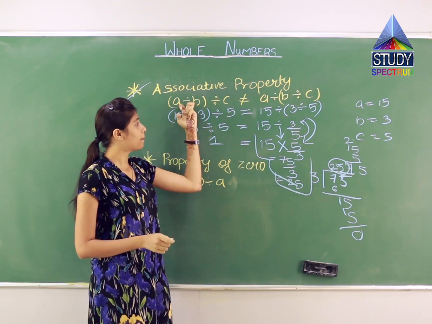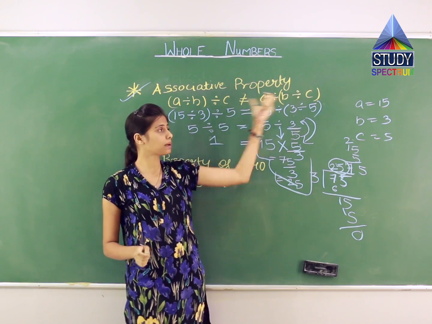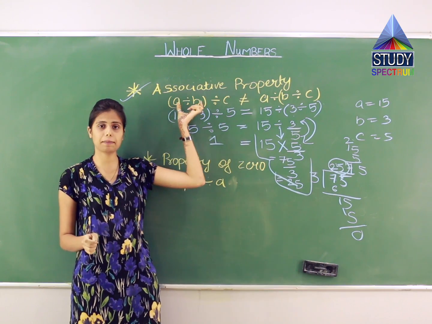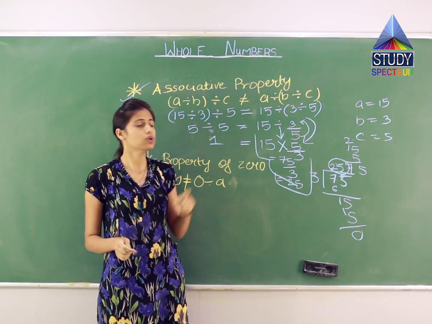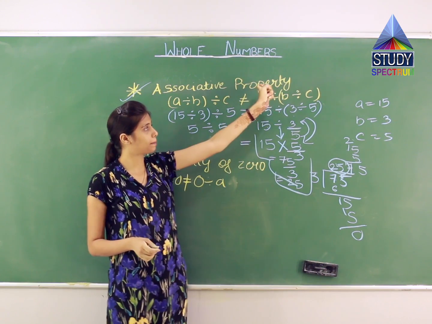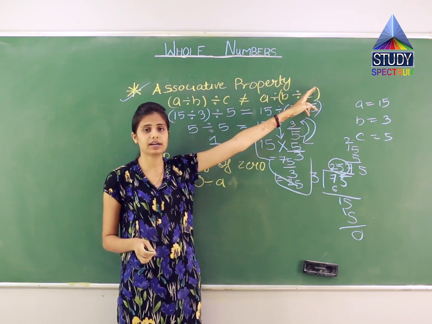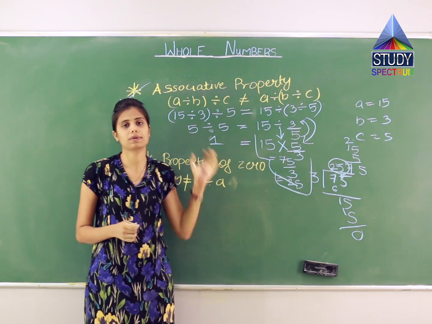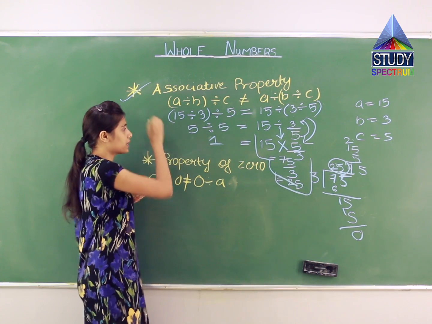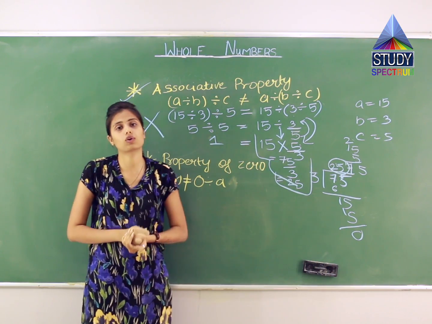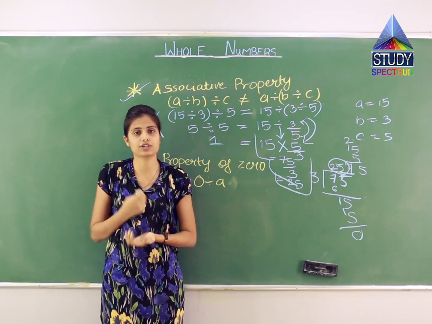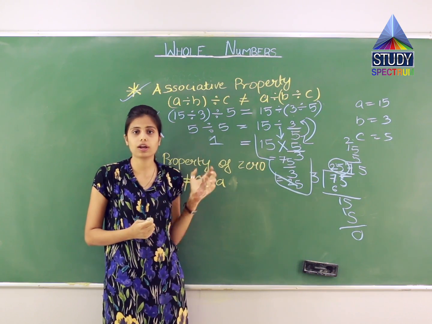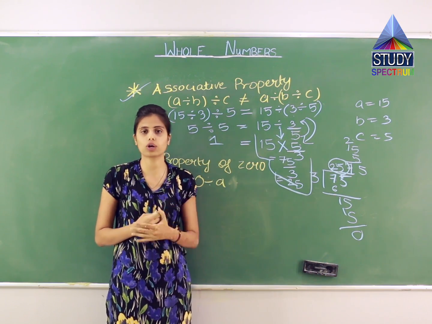मतलब क्या है? यहाँ पे ब्रैकेट्स का वैल्यू है. अगर मैं ब्रैकेट को a divided by b क्या बाहर लिखती हूँ तो the answer comes to 1. If I replace the bracket outside, b divided by c, the answer comes to 25, which is not equal to 1. Means what? For division, this property is not holding good. It is holding good for addition and multiplication. For subtraction and division, it is not holding good.